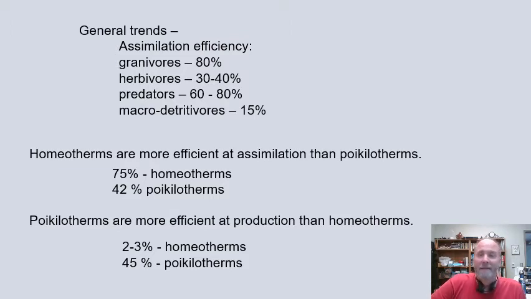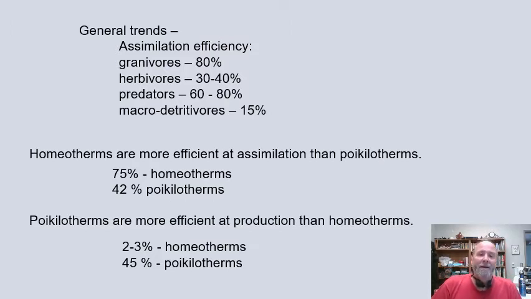Okay, whereas a cheetah may have a bad consumption efficiency because it's not able to catch things, but once it catches something and eats, it's easily able to assimilate a vast majority of that meat that it has eaten, things like that.